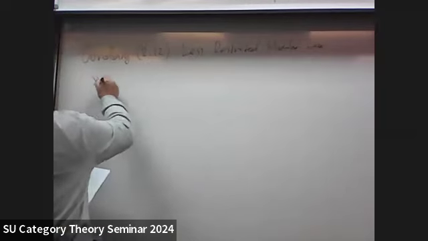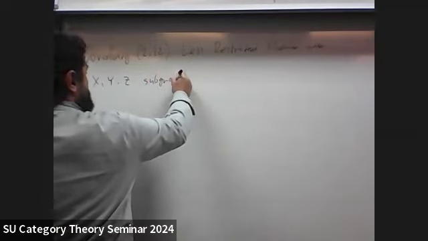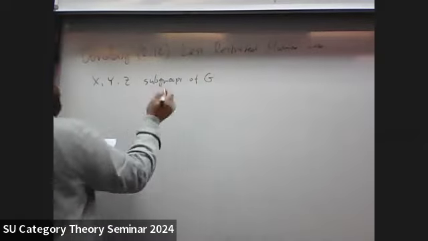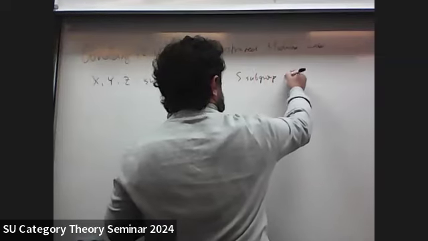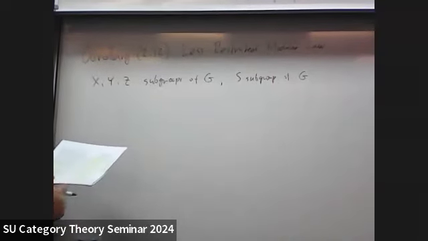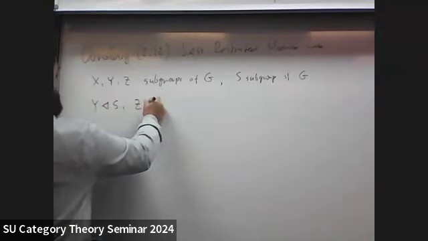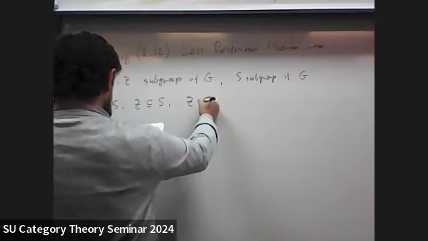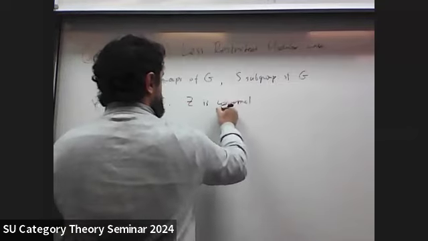If I have X, Y, Z subgroups of a group G, and I also have some other subgroup S of G, and we have the following properties for these subgroups: Y is normal in S, Z is contained in S, and Z is co-normal. Okay, what does this mean?